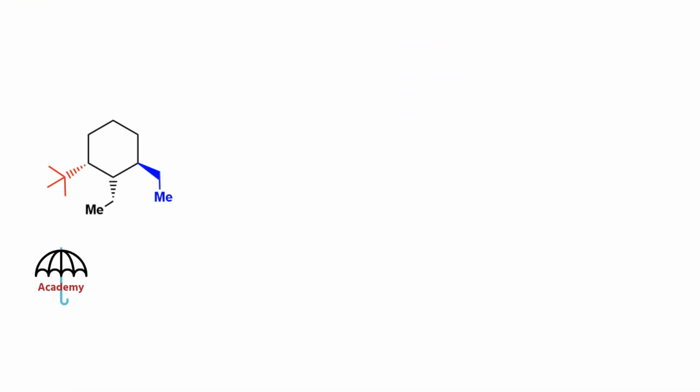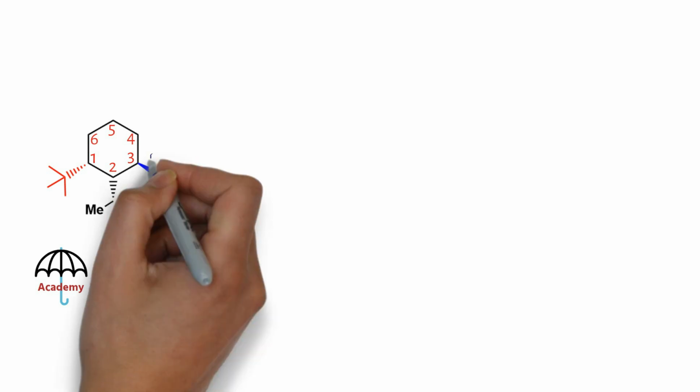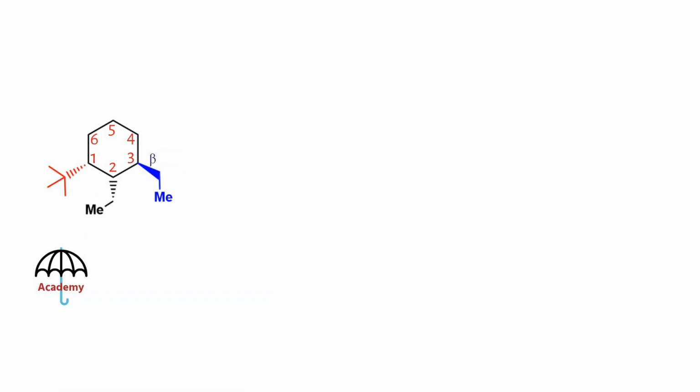Consider this fourth molecule. Assign numbers to cyclohexane ring carbons. Remember that this numbering is not necessarily as per IUPAC rules and is used to track carbons in the chair conformations. At C3, ethyl group is beta. At C2, ethyl group is alpha. And at C1 also, tertiary butyl group is alpha.